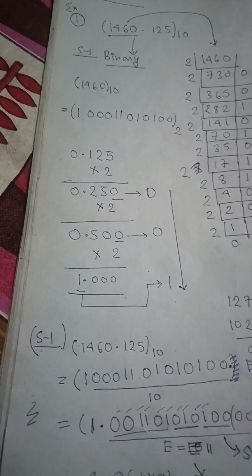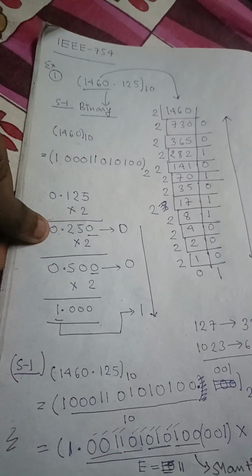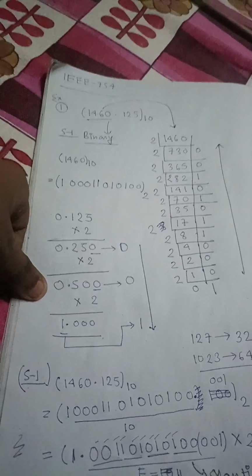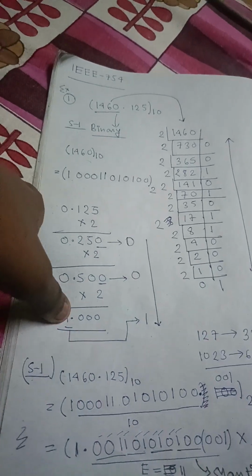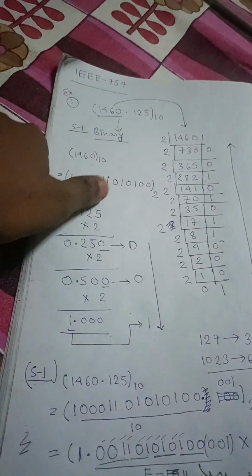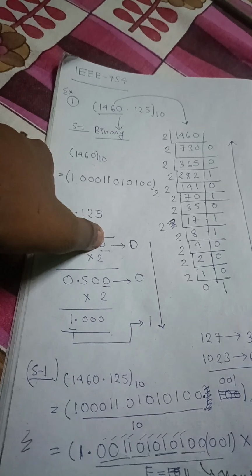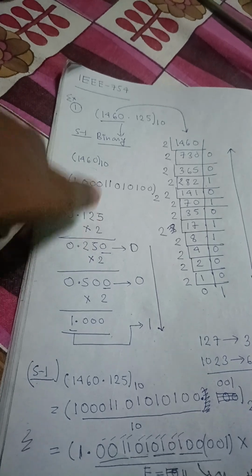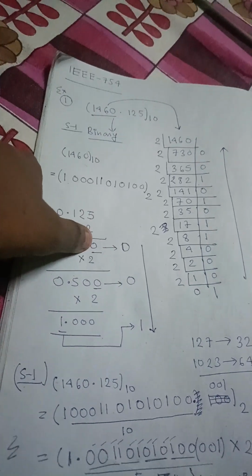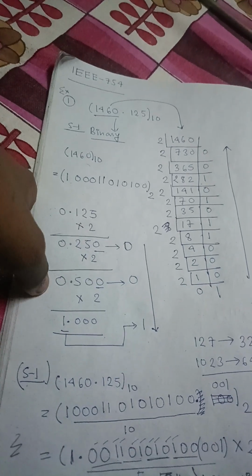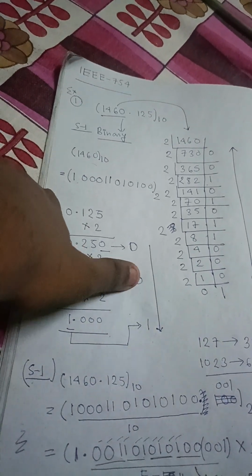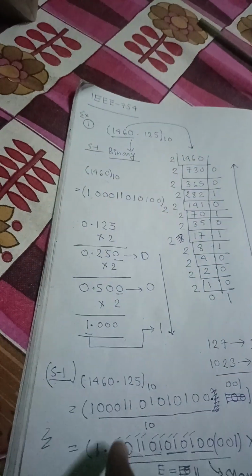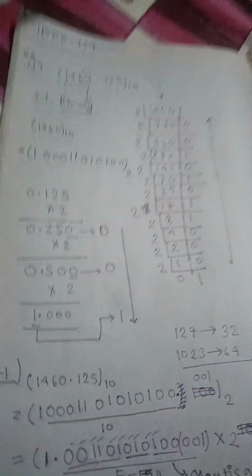So here we multiply, get the answer, multiply again, get the answer, and multiply again and get 1. As 1 is a whole number, we have to stop here. Then we have to take the last digit of the number. So 0.250, the last digit is 0, so we take 0. Then there is 0.500, so we take 0. Then there is the whole number, so we take the initial value of the whole number. That is the only convention you need to remember.